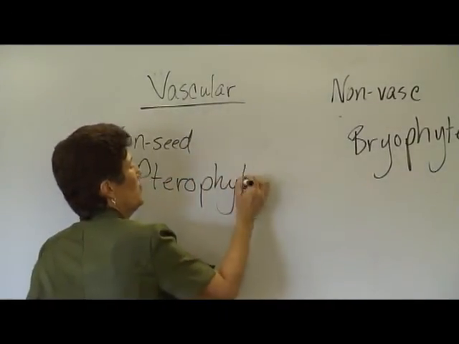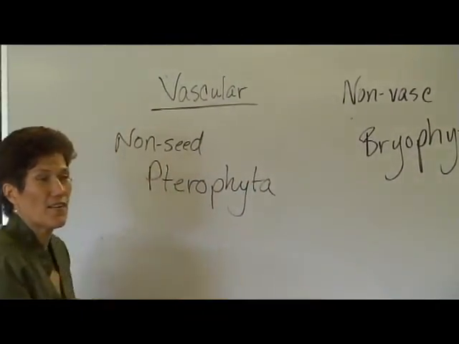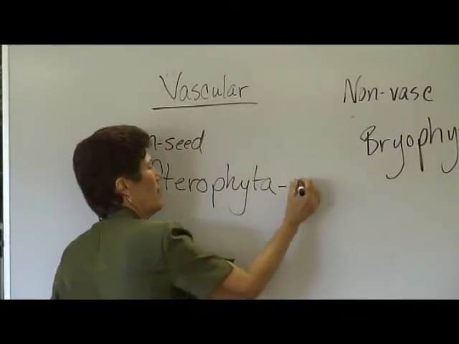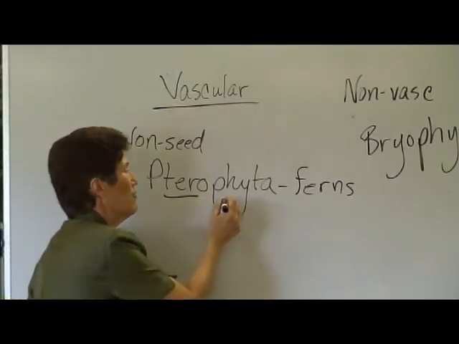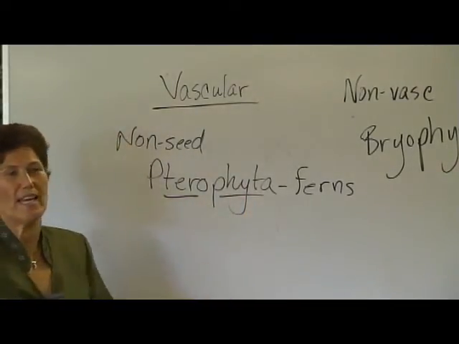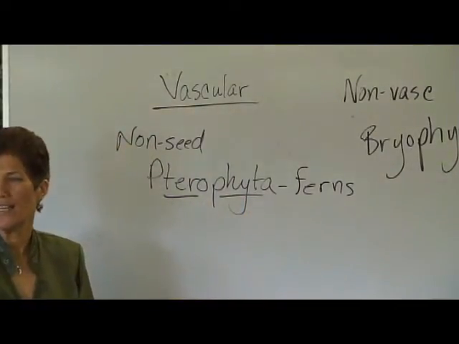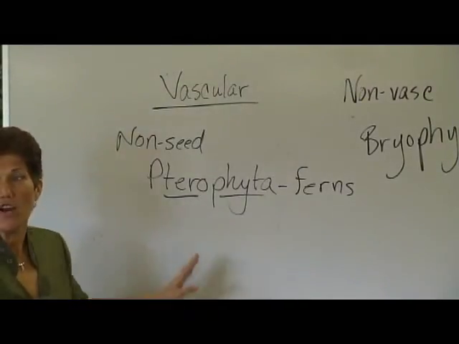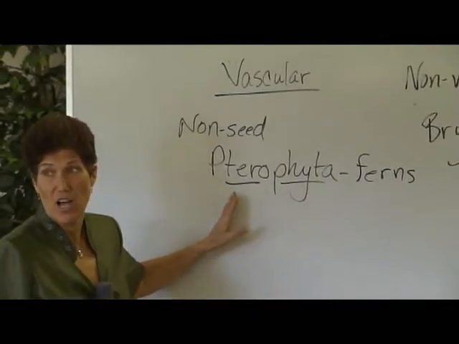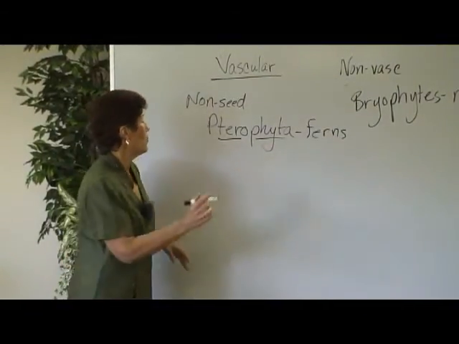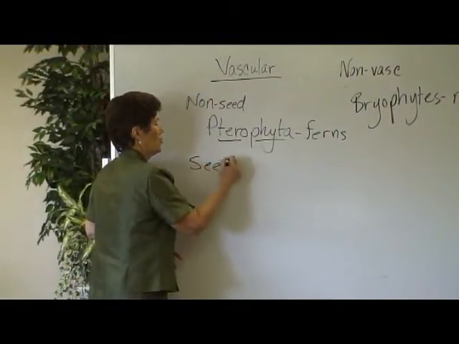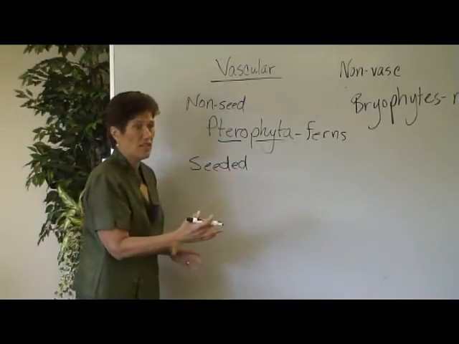Does anybody remember the common name for pterophyta? Ferns. Remember that? Ferns. And if you think about it, ptera means wing, phyta means plant, winged plant. Their fronds look like wings, don't they? So pterophyta. And they are a spore-producing, non-seed vascular plant. And then the rest of the vascular plants that we'll look at do make seeds.